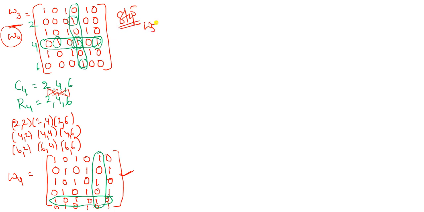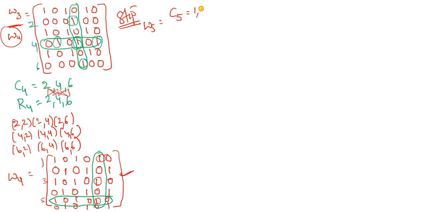W5 we will get. Okay, how can we get W5, C5. So what are the C5 values? Where is the 1 value? Here we have the 1 value, here we have the 1 value, and here we have the 1 value. So what is the position? Here this is 1, and this is 3, and this is 5, 1 3 5, right?